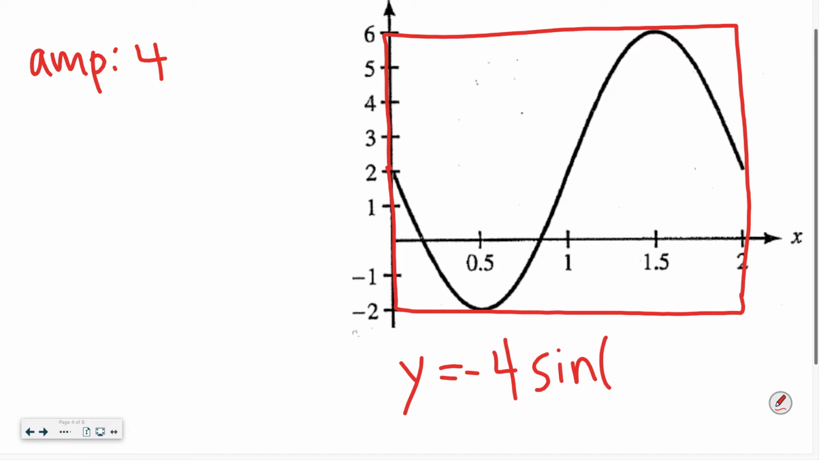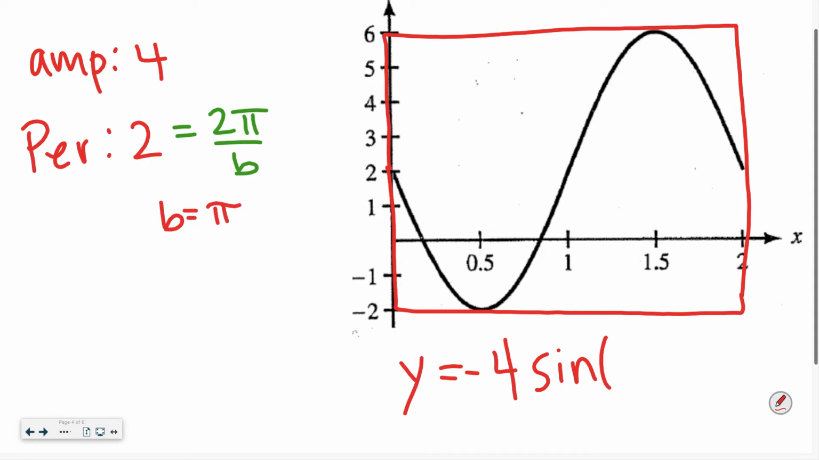Okay. Now our frame does begin at x equals 0, and it ends at x equals 2. So horizontally, what's the length of that frame? 2. Which means the period is 2. Now we calculate the period by taking 2 pi divided by b. What is b? B is pi.